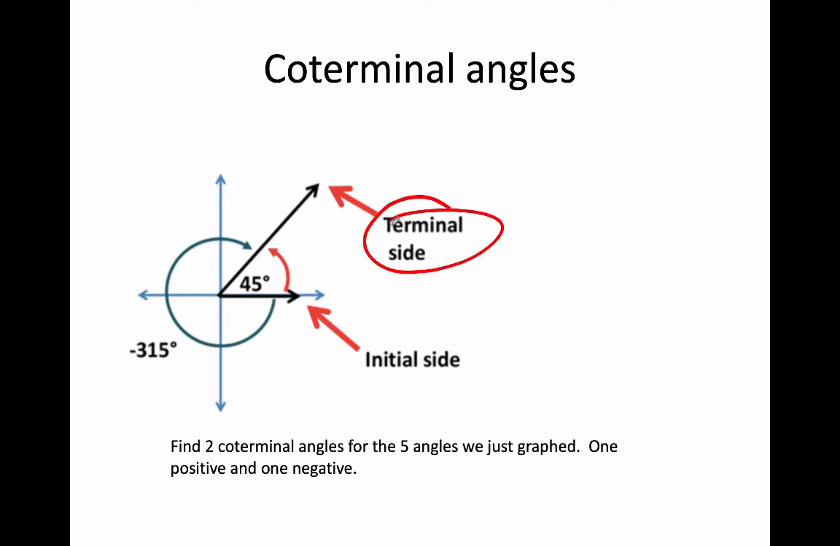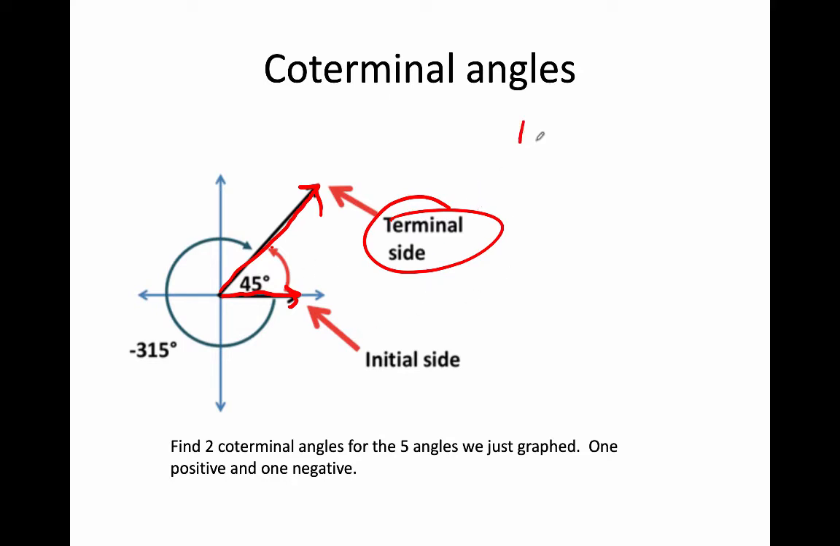Terminal side, terminal, to end, we terminate. Initial side, so we start here and we end up here, okay? So a 45-degree angle ends in exactly the same spot as a 315. So what we're looking for: find 2 coterminal angles for the 5 angles we just graphed. So you've got those graphs on your piece there.